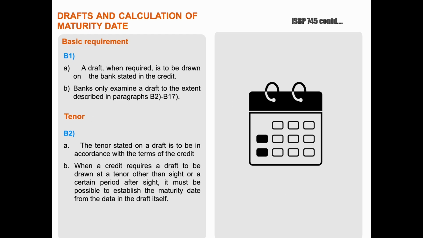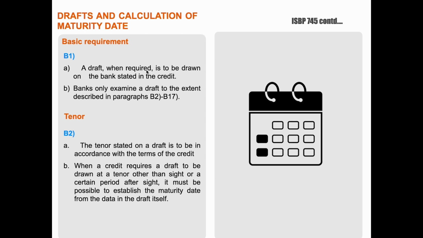Now let us come back to para B. B1: a draft, when required, is to be drawn on the bank stated in the credit. We have to note this phrase carefully. "When required" means a draft is not a mandatory document except for an LC available by acceptance. For an LC available by deferred payment, a draft is not at all required. For other settlement methods like payment and negotiation, a draft is an optional document. So if the LC requires the same, then it should be drawn on the bank as given in the LC.